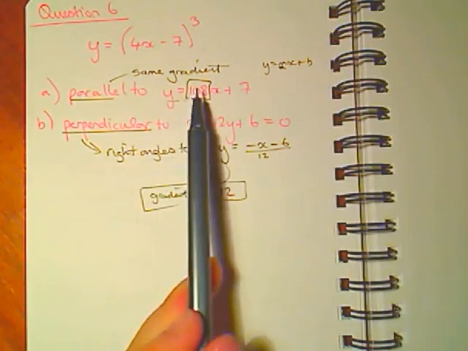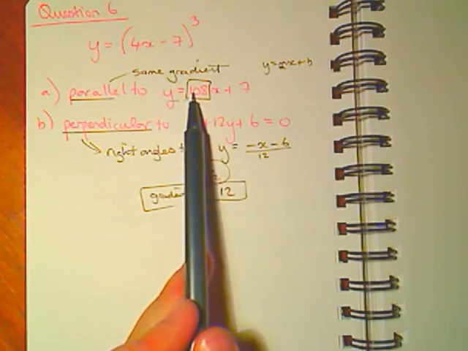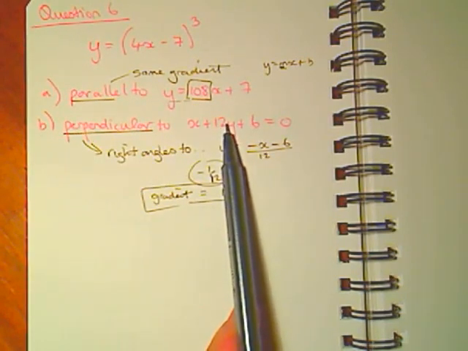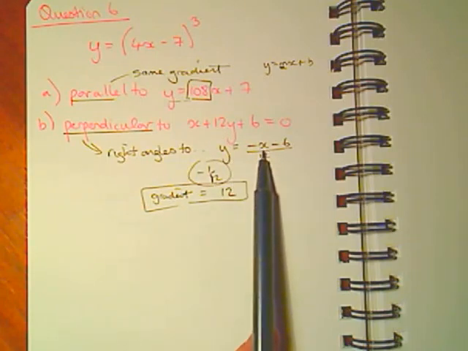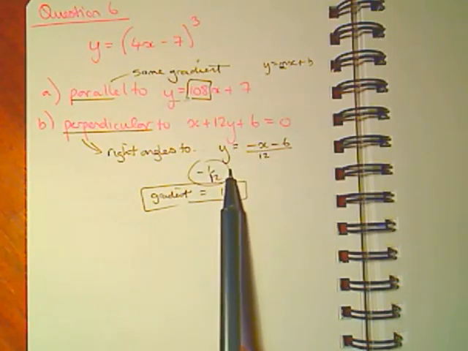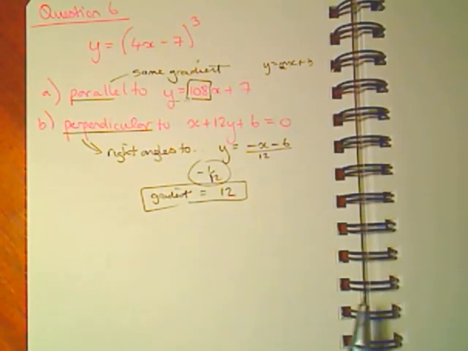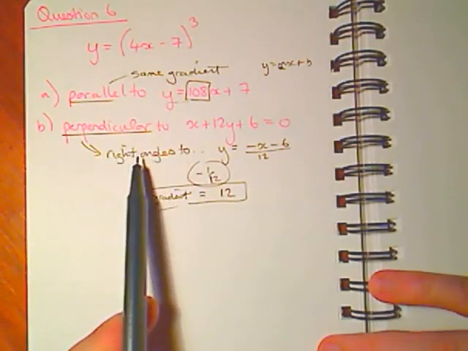So I've got 2 here. This one I want the gradient to be the same as this line. I want it to be 108. Perpendicular to this line, I had to find out what the gradient of this line was. It was minus 1/12. Perpendicular to means find the negative reciprocal, which is 12. Still, both of these are talking about gradients.